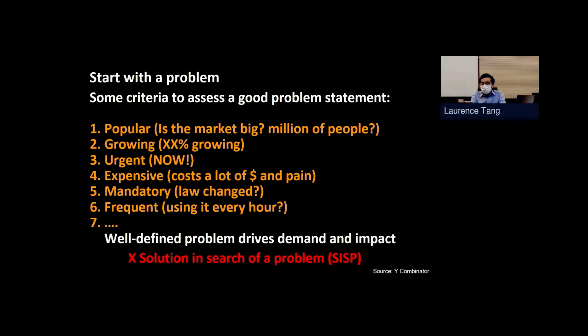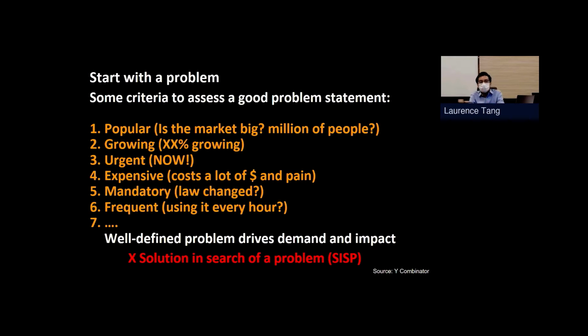Third one, urgent. You better solve it now because this will help you to get more resources to your projects. You can justify why people should invest in your projects or give you funding on that projects. Expensive. The current problem costs a lot of money or pain to the people. And this is similar to urgent, but expensive because people are willing to pay for it. This justifies the sustainability of your projects. So you can make it more sustainable. You can break even easily, etc.